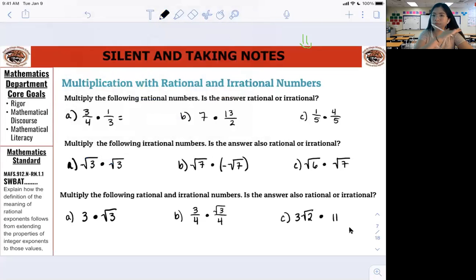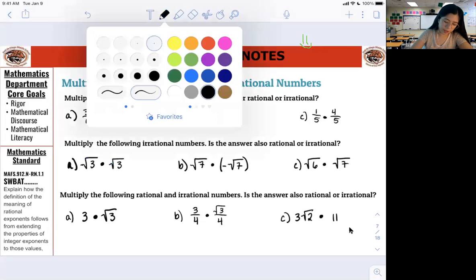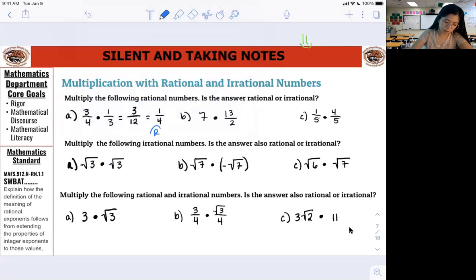Straight across. So 3 times 1 is 3. 4 times 3 is 12. Can I simplify this? Yes. How do I simplify? Divide by 3. Right, so this is 1/4. Okay, so far, so good.